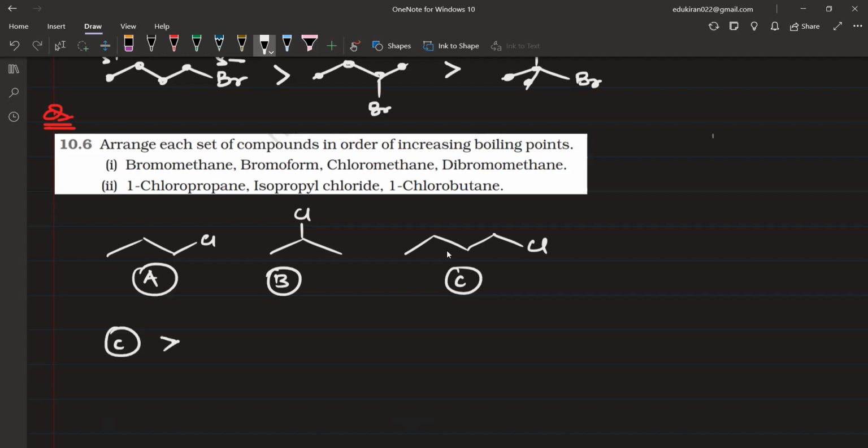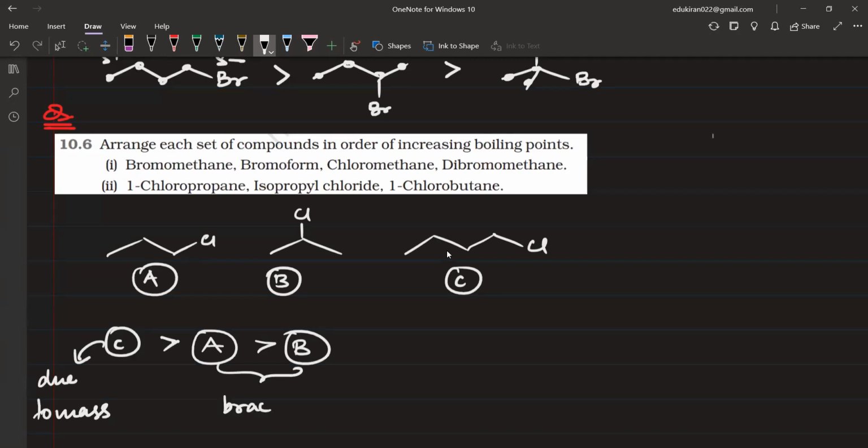And between A and B, both have the same number of carbon atoms and the same halogen group also. Now we can see that they differ in branching. Which is more branched? B is more branched. That means it will have a lower boiling point. So after C, we'll have A, and then we'll have B. The position of C is due to mass, and between A and B, B's lower position is due to branching.